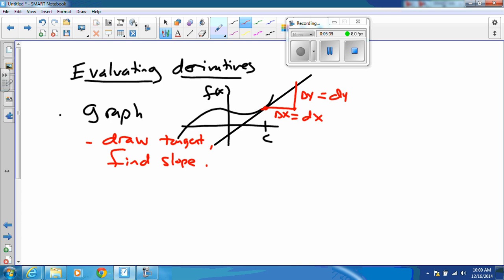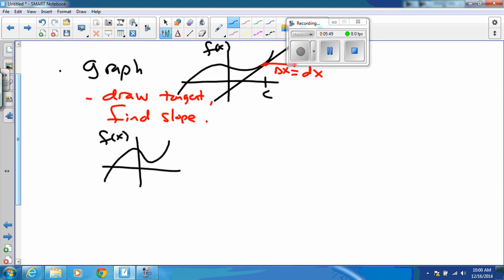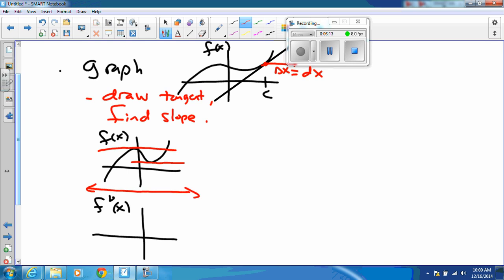The related skill was, if I have a graph of f, sketch a graph of f prime. So here's a graph of f. And now I want to sketch a graph of f prime. And the basic procedure by which we did this was to find the zeros or other critical points for f prime, and then find the sign. And we accumulated that information in a number line.